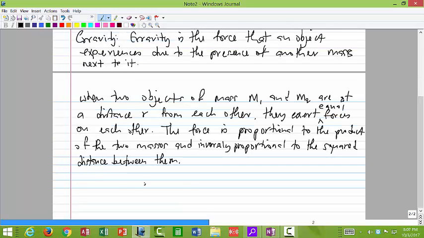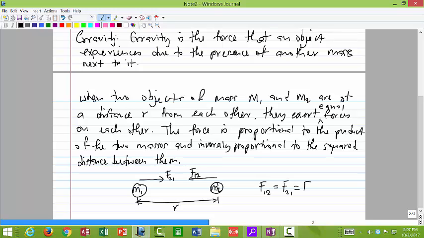So we have two masses, m1 and a second mass m2. The forces are the force of 2 on 1, and this is the force of 1 on 2. The distance between them is the center to center distance. Let's call it r. We are saying that the force of 1 on 2 is equal to the force of 2 on 1, and that's equal to a certain force F, and this force is proportional to the product of the masses.